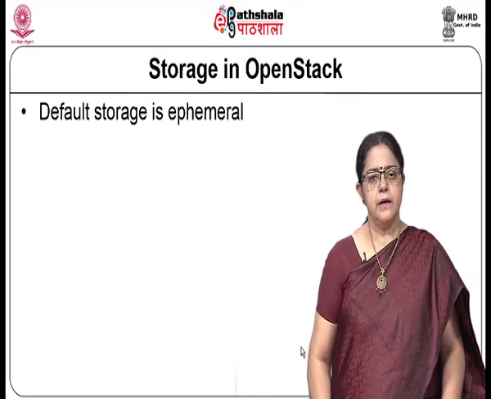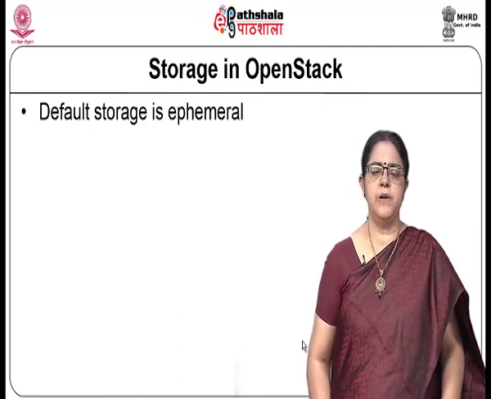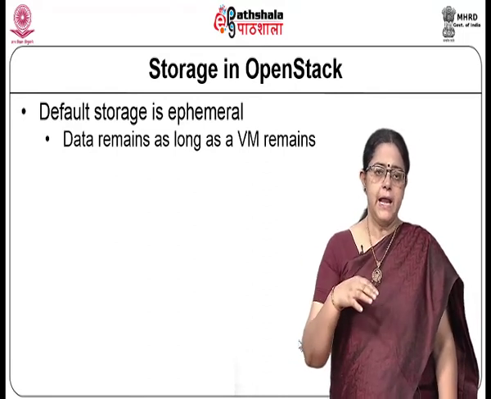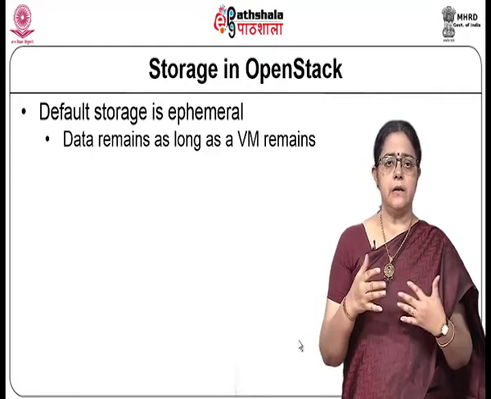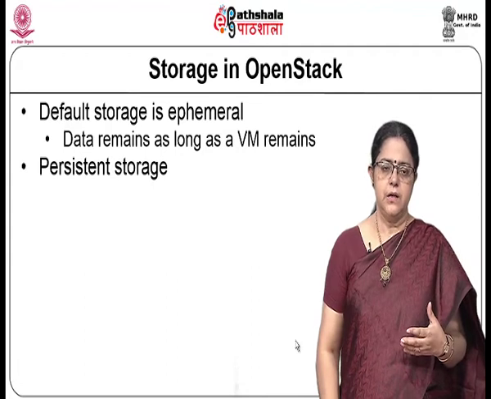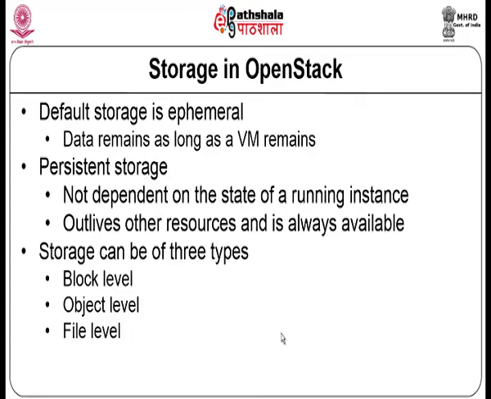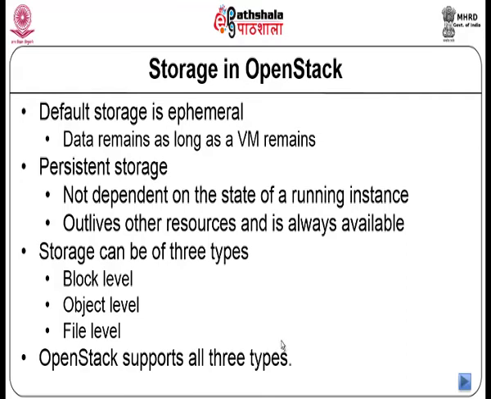Storage in OpenStack: the default storage is ephemeral, which means that it is tied to the VM, and therefore it will last as long as the VM lasts. There are 3 persistent storages. These persistent storages are not dependent on the instances that are running or the data that has been generated by any instance. They outlive the other resources and are always available. These are 3 types. One is block level, one is object level, and one is file level. All 3 are available in OpenStack.